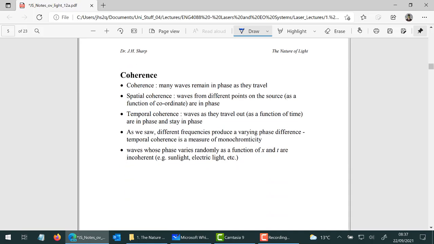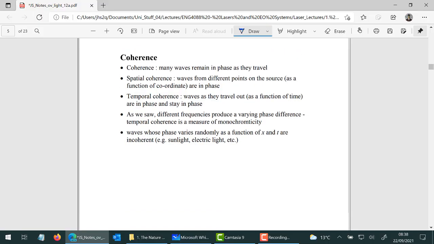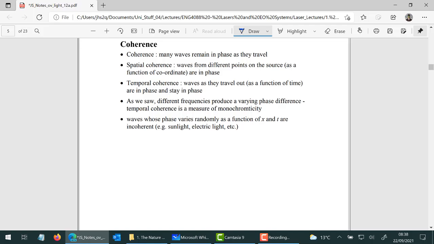Another important property, especially if you're dealing with lasers, is the coherence of light. Coherence means that if you have lots and lots of waves, then those waves will stay in phase as they travel through space and time. So spatial coherence means that waves from different points on the source will stay in phase.